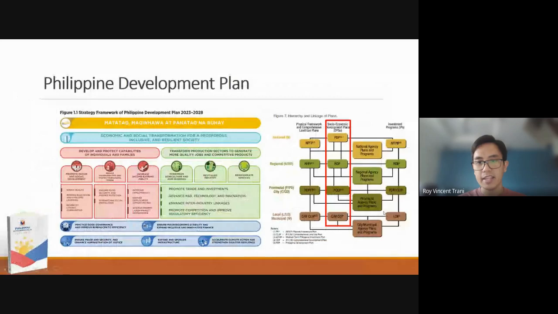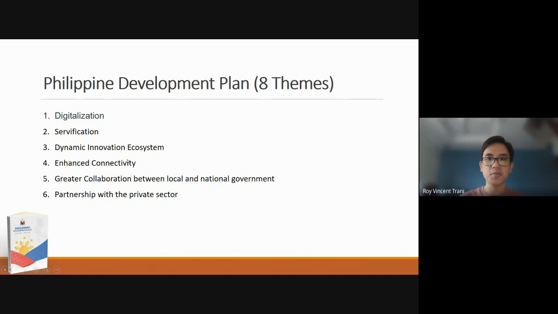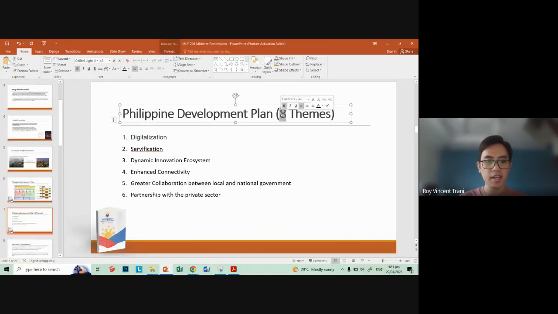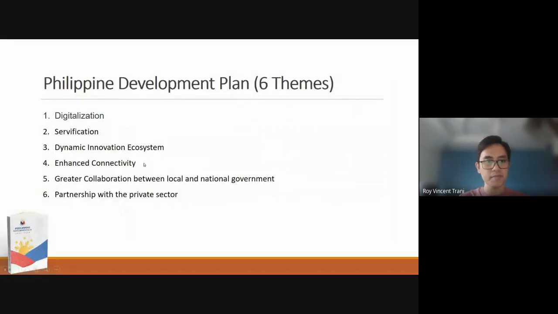And then at the local level, there should be a local development plan, or a city development plan. So I'm not sure if Cebu City has that. So just wanted to point out these 6 themes, because that might come out in the quiz later.